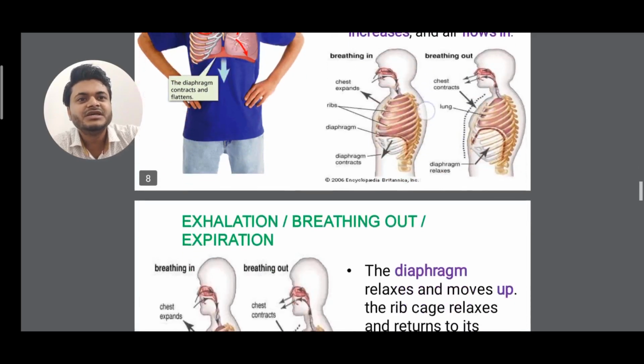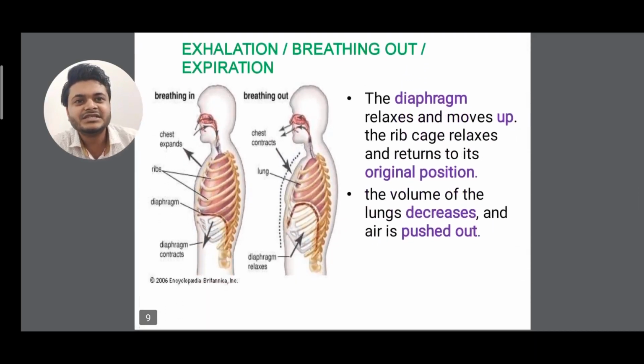Now this phenomenon is reversed during exhalation. Exhalation is also called breathing out. It's also called expiration. That means we are releasing air, mostly filled with carbon dioxide, outside from our body. In the diagram given, breathing out, the chest contracts, the lungs shrink. That means lung volume is decreased and the diaphragm relaxes. Whenever we're breathing out, the diaphragm relaxes and moves up, the rib cage relaxes and returns to its original position, the volume of lungs decreases and the air pushes out.